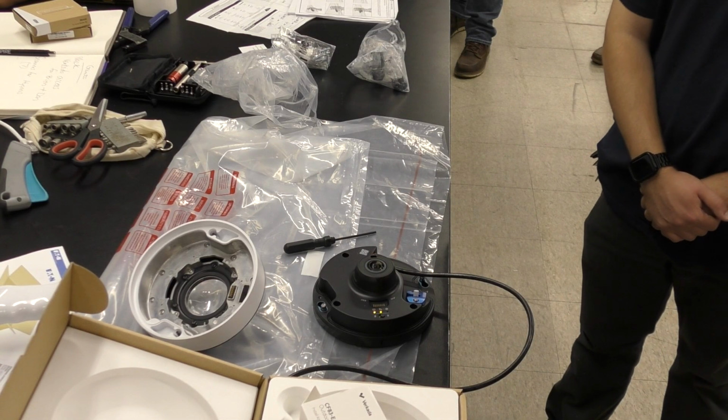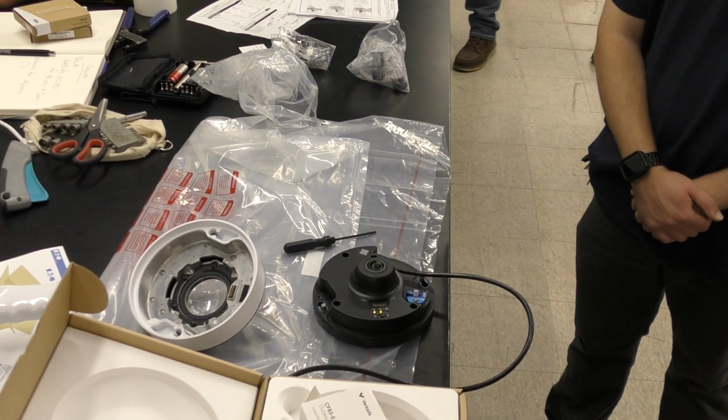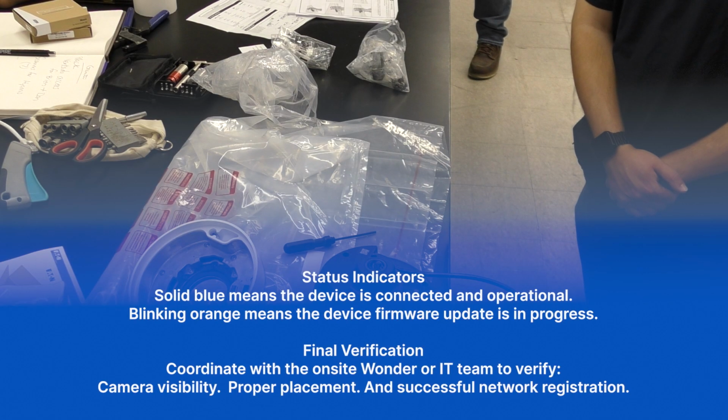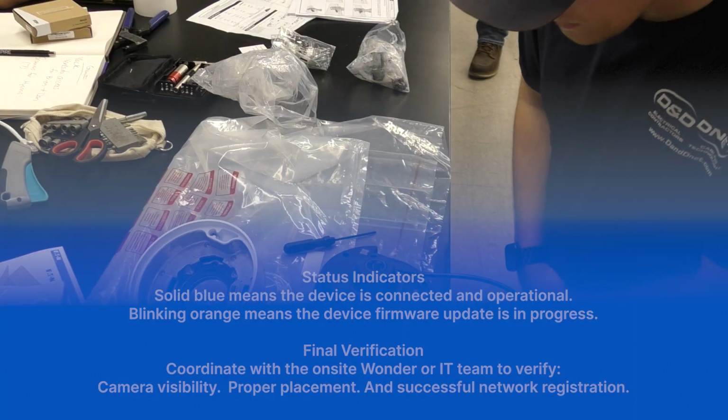Section 8. Camera installation. Wonder locations use PoE fisheye security cameras. Installation steps. Mount the camera securely using the included hardware. Connect the Ethernet cable for power over Ethernet. Verify the camera status light. Status indicators: solid blue means the device is connected and operational. Blinking orange means the device firmware update is in progress.